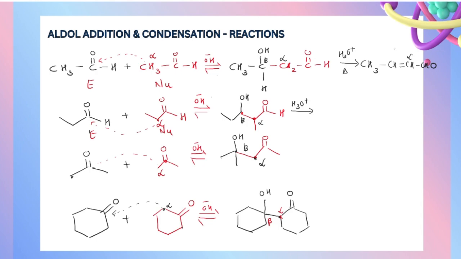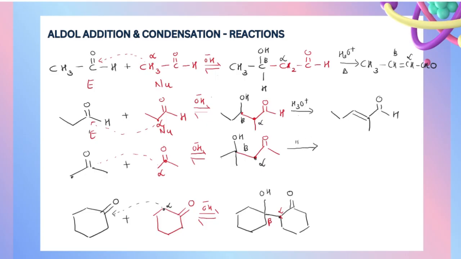This is the alpha beta unsaturated aldehyde. Same way we will write for the other products also. So you see there is a methyl over here. Still we have one hydrogen here. H from here and OH from here will get eliminated like this. If you want, you can again cross check for the number of carbons. So 1, 2, 3, 4, 5, 6 like this.